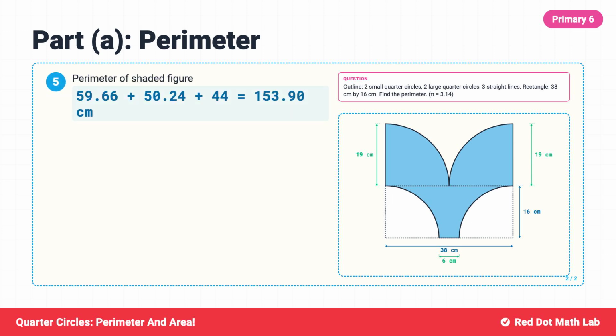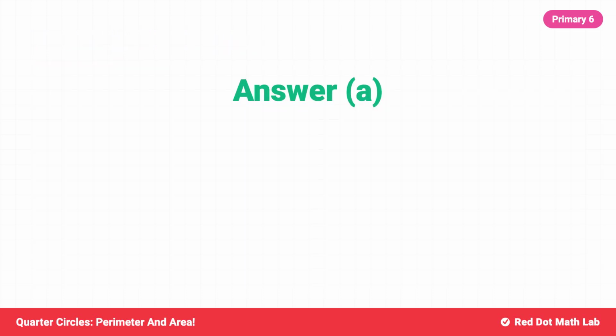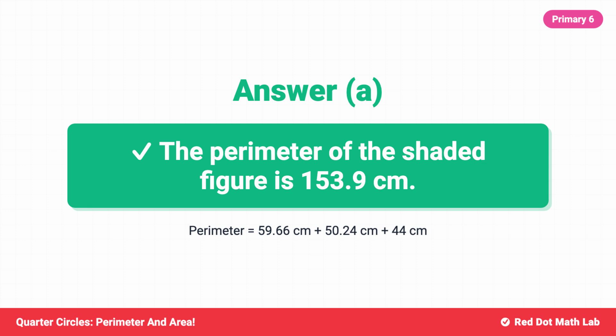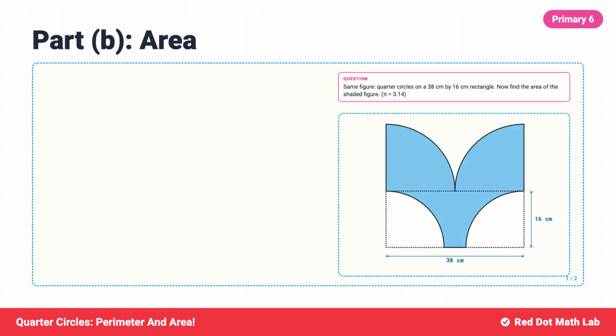Step 5, we add everything up. 59.66 plus 50.24 plus 44 equals 153.90 centimeters. Do you see how joining the quarter circles kept our working so neat? So for Part A, the perimeter of the shaded figure is 153.9 centimeters. Well done. Now for Part B, the area.